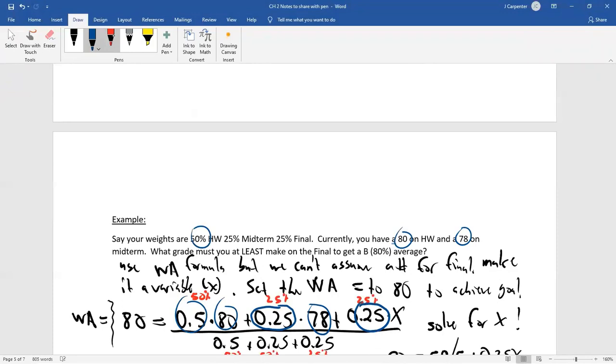So here's the 25% for the final. We don't know the grade, and that's what we said we had to call it X. Then the bottom is just the sum of the weights, the 50 plus the 25 plus the 25, or 0.5 plus 0.25 plus 0.25. Again, I just wanted to do this the different way so you can see it works. Now what we've got here is an equation, and we have to solve this for X.